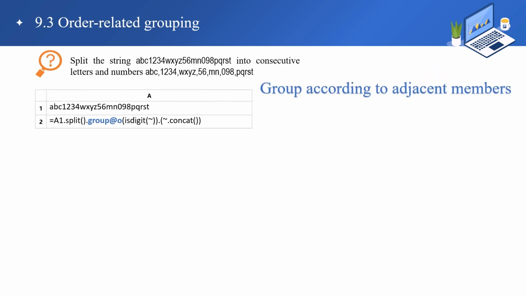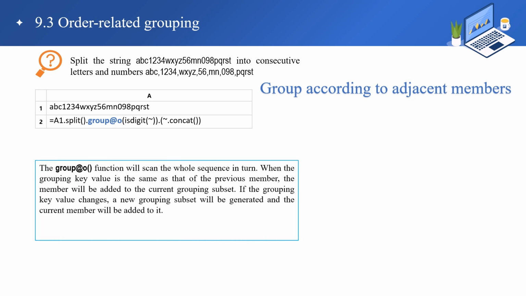In addition to directly using the sequence number as the grouping key value, the grouping may also be related to adjacent members. For example, given a string composed of letters and numbers, it should be split into consecutive letters and numbers. The group@O function will scan the whole sequence in turn. When the grouping key value is the same as that of the previous member, the member will be added to the current grouping subset. If the grouping key value changes, a new grouping subset will be generated and the current member will be added to it. After scanning, a batch of grouping subsets will be obtained to complete the grouping operation.